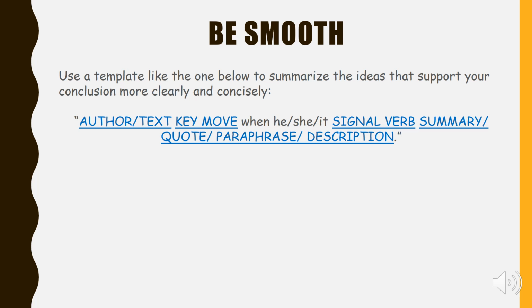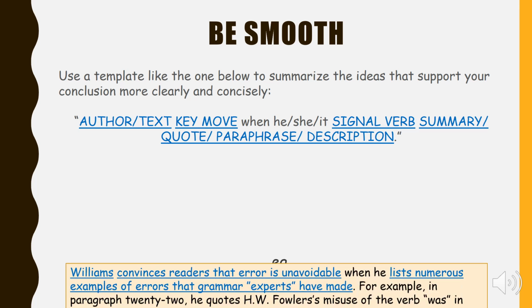Author or the text title does these key moves when he, she, or it, depending if you're talking about the author or the text, does this signal verb, and then a summary or a quote or a paraphrase or even a description from the text. Now that's a little abstract.